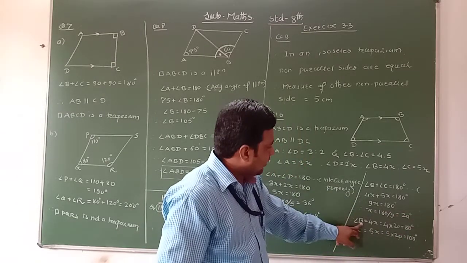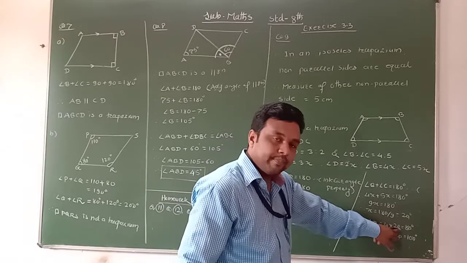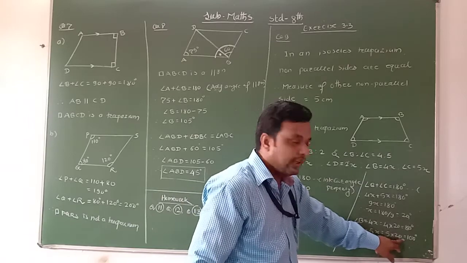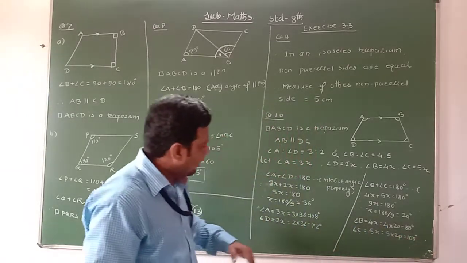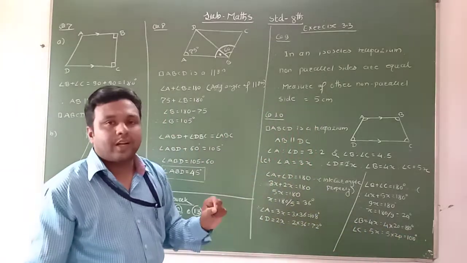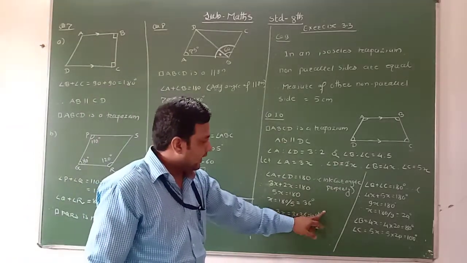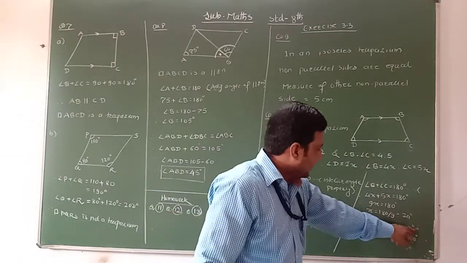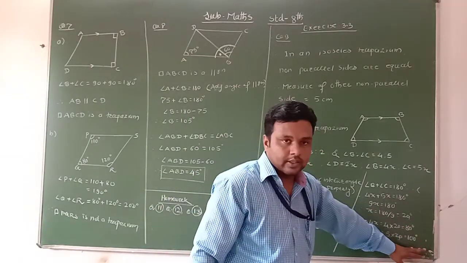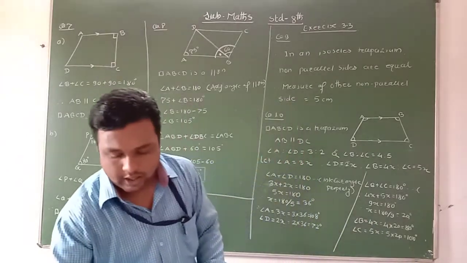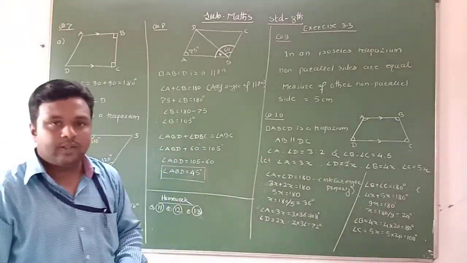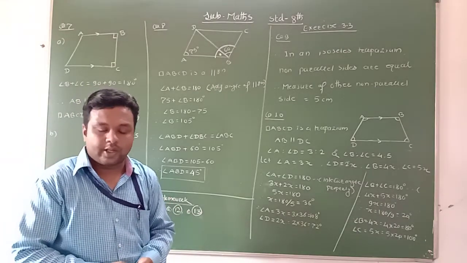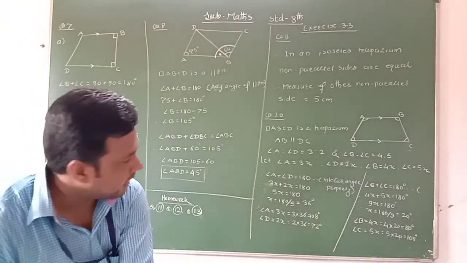Therefore, angle B is equal to 4x, that is 4 into 20, 80 degrees. Angle C is equal to 5x, that is 5 into 20, 100 degrees. In this way, we find out all the angles of the trapezium. Angle A is equal to 108 degrees, angle D is equal to 72 degrees, angle B is equal to 80 degrees and angle C is equal to 100 degrees. I hope, students, you understand this question, how to use the property to put the equation and to solve the equation. Now note down your homework.